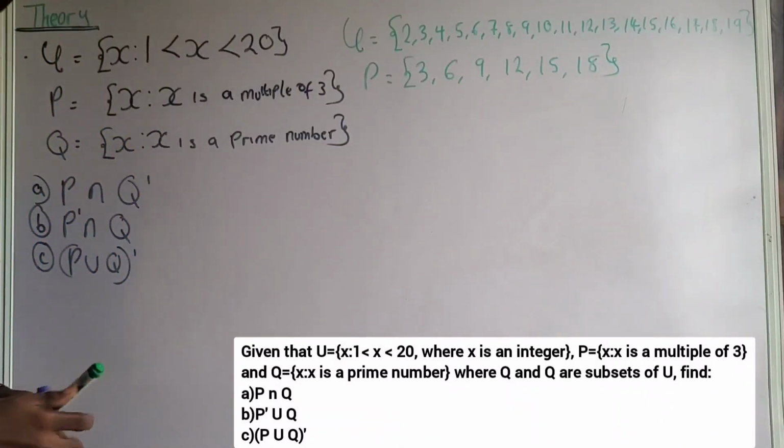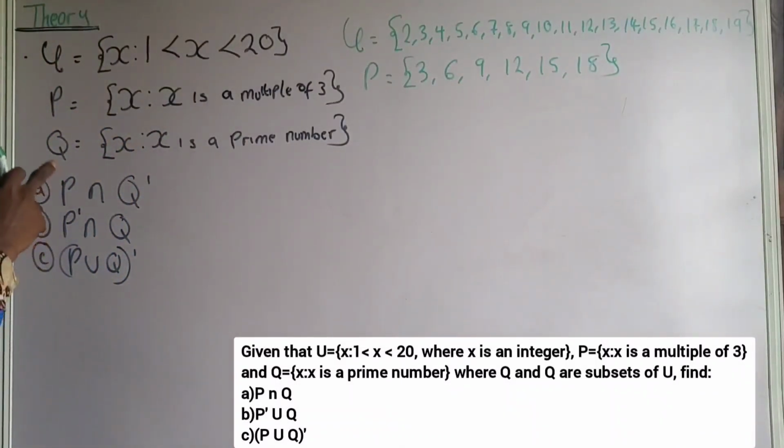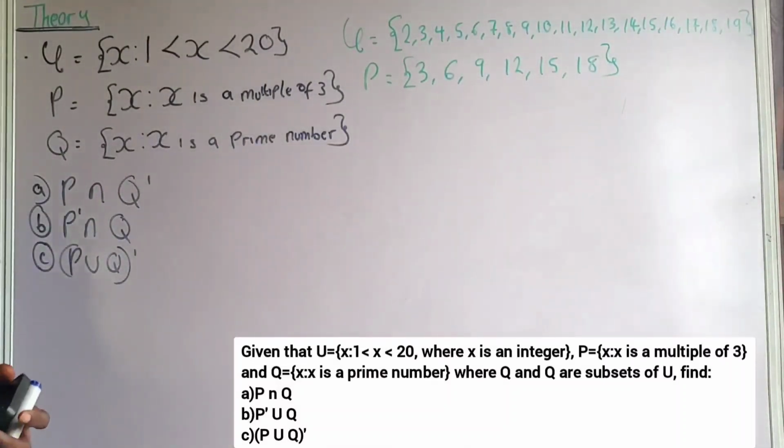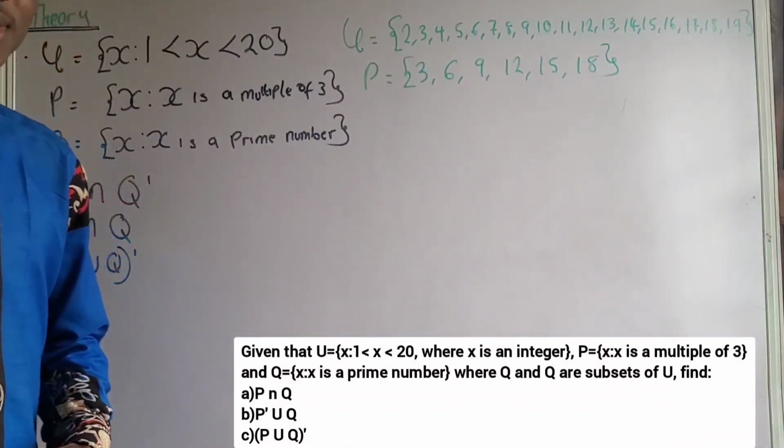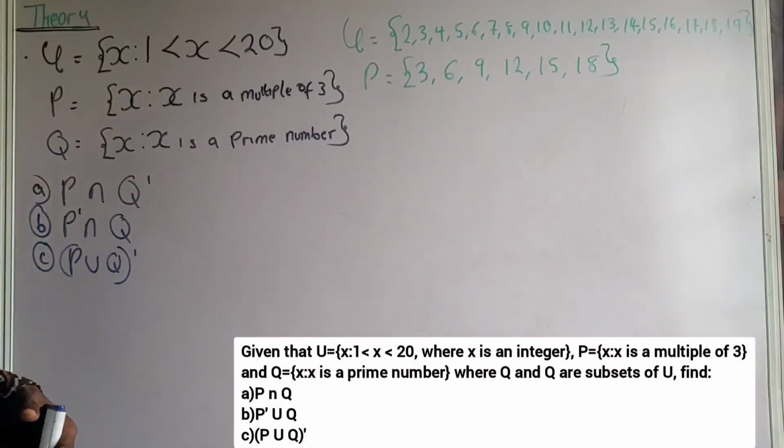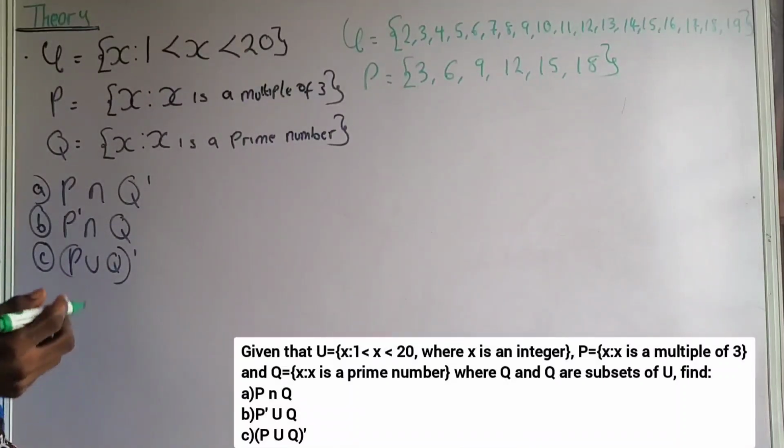Okay, now for set Q, we have Q equals x such that x is a prime number. What are prime numbers? Prime numbers are numbers that have only 2 factors, which are 1 and itself. Are you getting it? Now, between the range of 2 to 19, what are the prime numbers that we have?